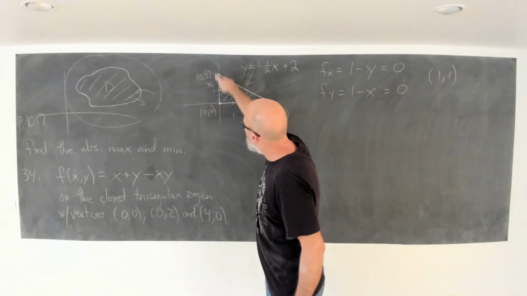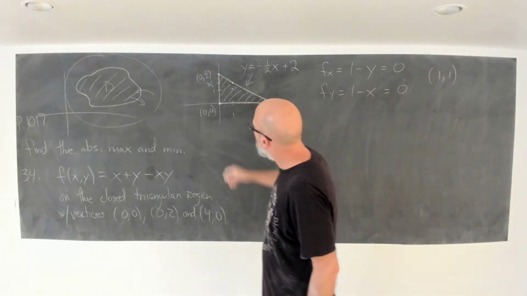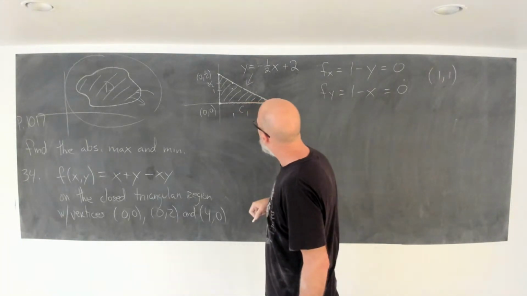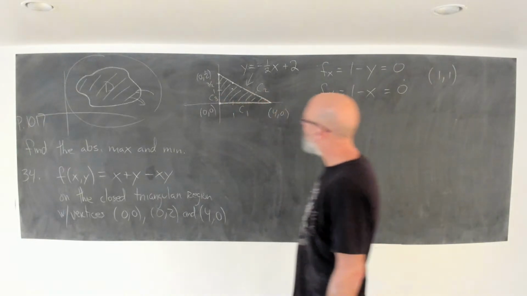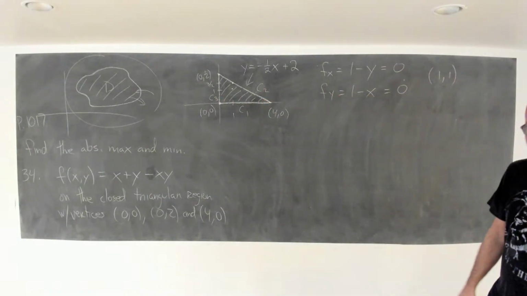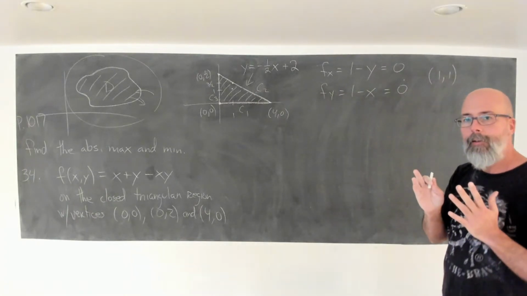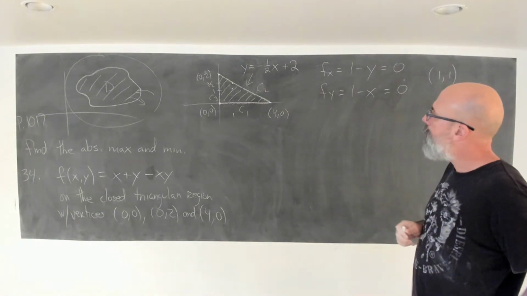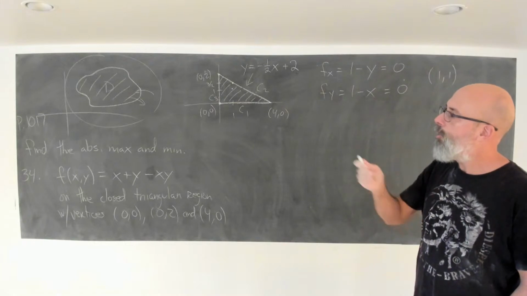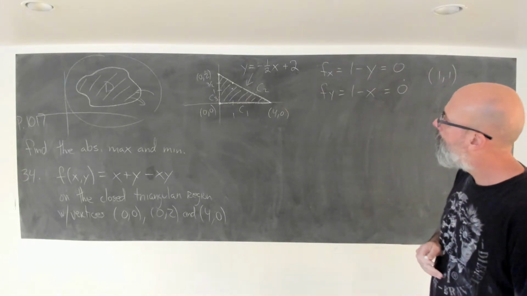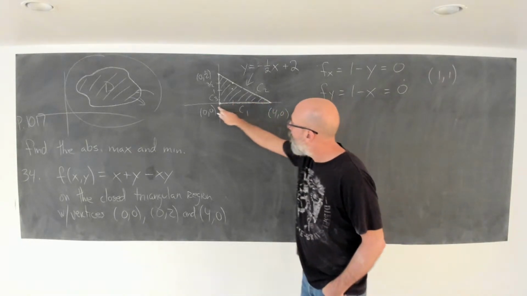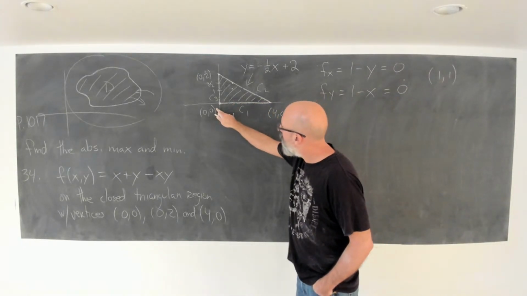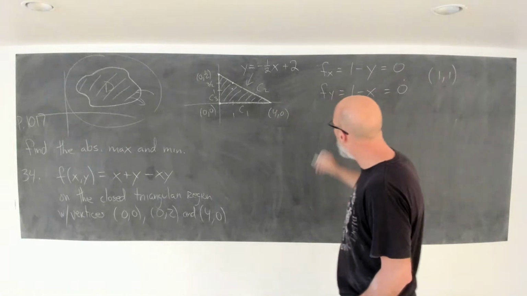So the boundary here is made up of 3 line segments. Let's call them C1, C2, and C3. What are these line segments? How can you describe those line segments? C1 is the line segment from 0, 0 to 4, 0.